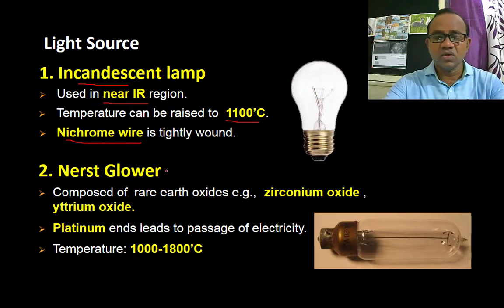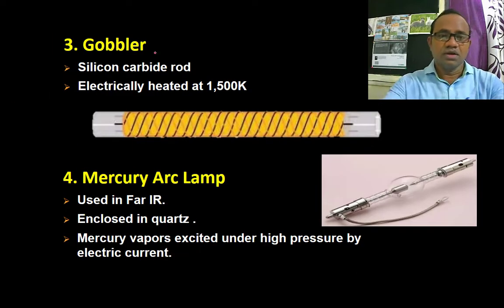Second is the Nernst glower lamp. The Nernst glower lamp consists mostly of zirconium oxide or yttrium oxide. Mostly platinum wire is heated at this particular temperature to create the light. The Globar lamp is actually a silicon carbide rod, which is heated at this particular temperature to produce the IR light.